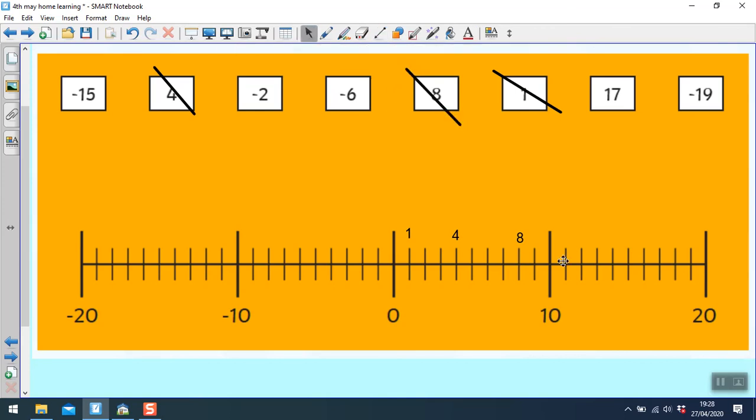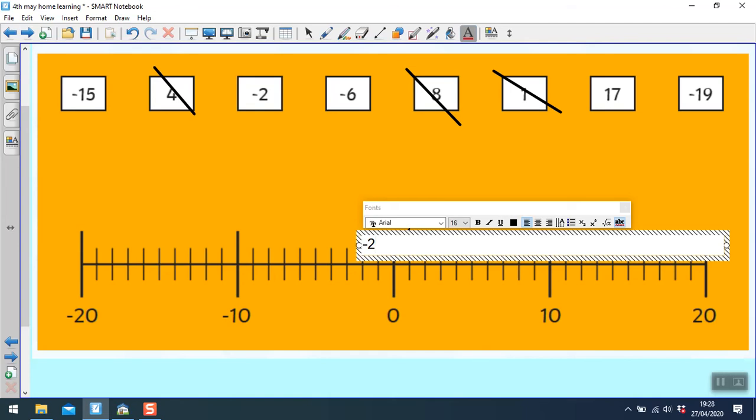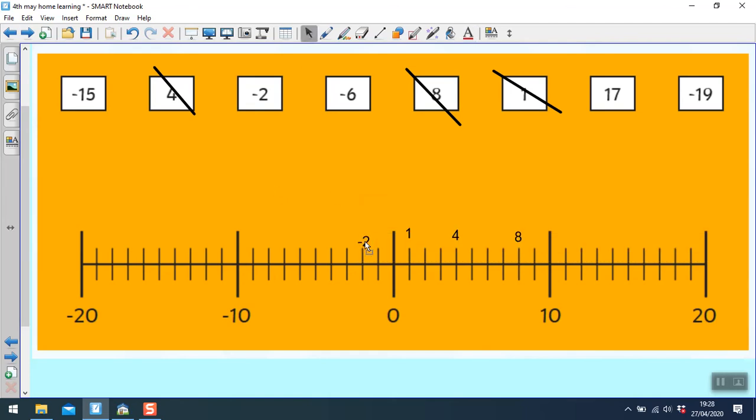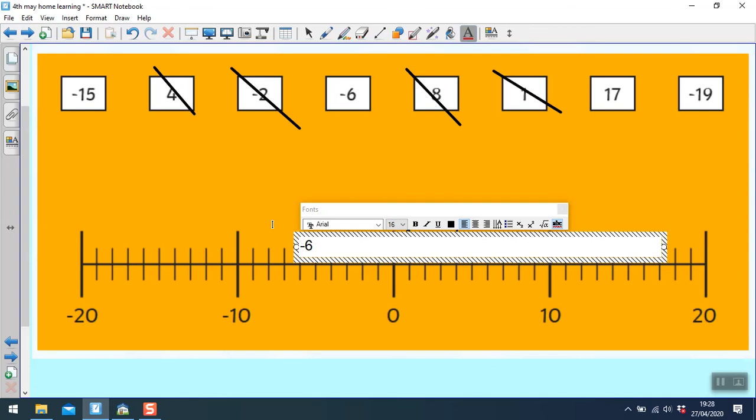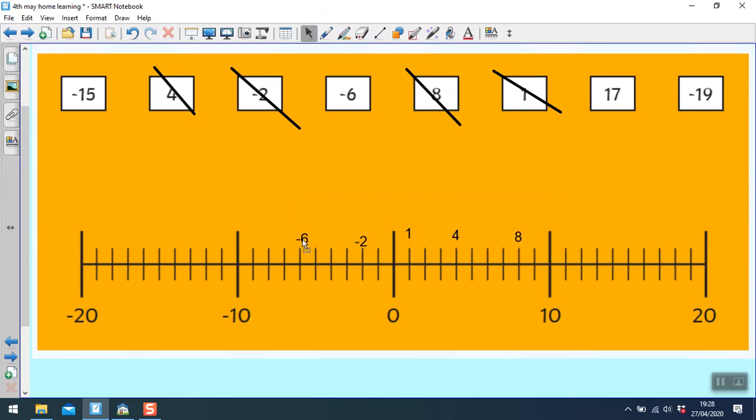Now I'm on to my negative numbers. I'm going to do -2. If this is 0, this is -1, and this is -2. I'm going to do -6, so -2, -3, -4, -5, -6. Just check that's in the right place. -7, -8, -9, -10. Yeah.